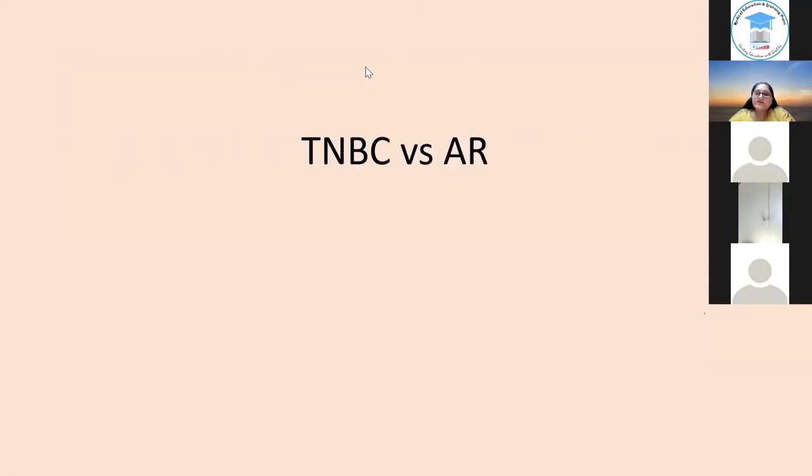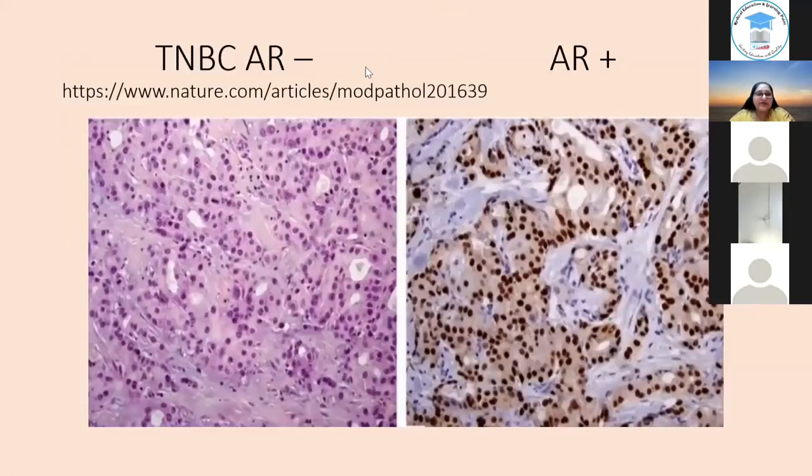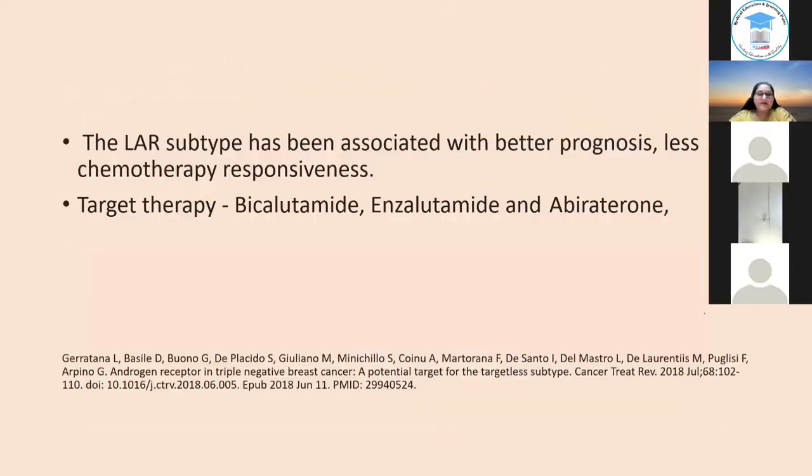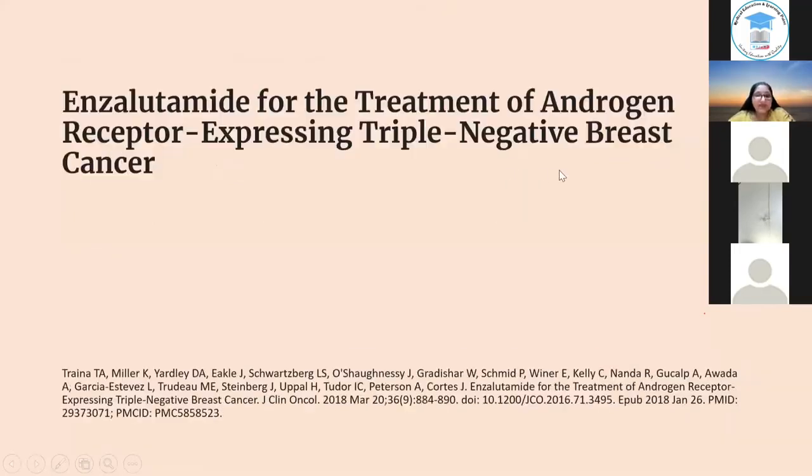So the third research is about TNBC versus the androgen receptor. So we can see the beautiful nuclear positivity of androgen receptor. This is a picture taken from this article of Modern Pathology. And the molecular subtype, as I mentioned, the LAR type, luminal androgen receptor subtype, is associated with better prognosis.